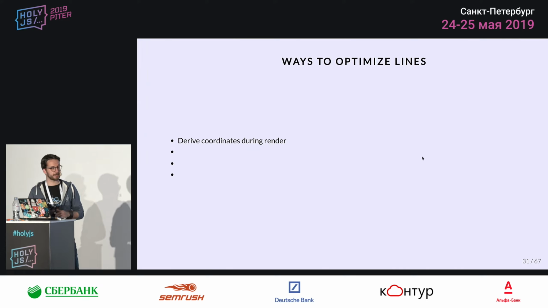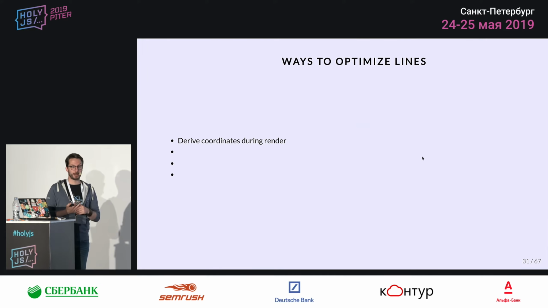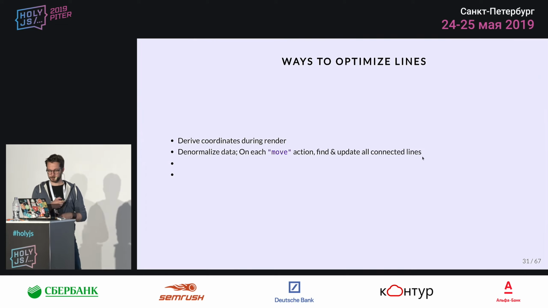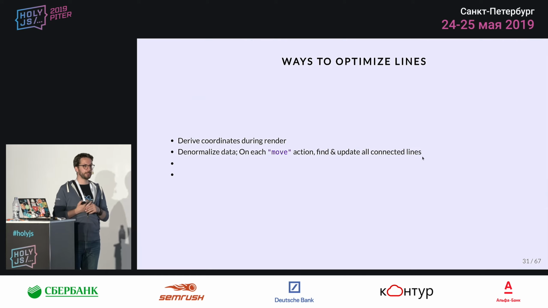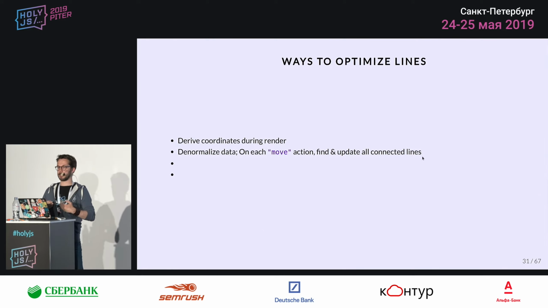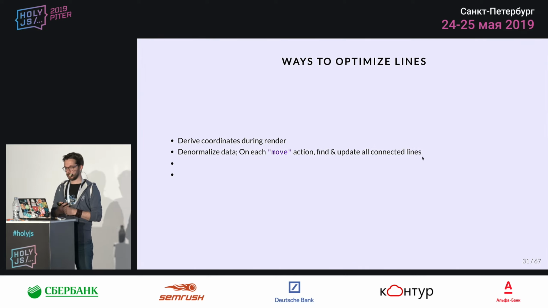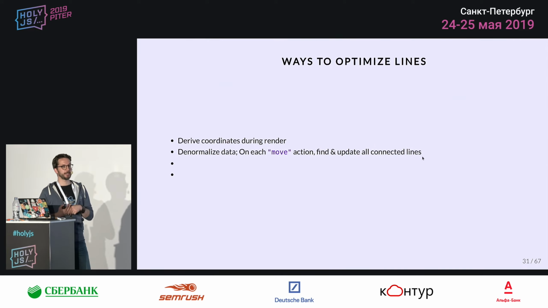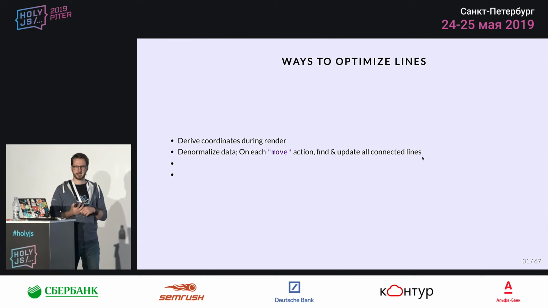So can we optimize that? Yes, there are several ways to optimize and solve this problem. So the problem we're now having is that we derive those coordinates in the render function. So what we could do is we could denormalize the data and store the coordinates of all the circles also in the arrows themselves. And then have the reducer take care of updating all the connected lines. I think that's in general a bad idea, because then you're duplicating data, and it becomes very easy to forget to do that somewhere and mess it up.